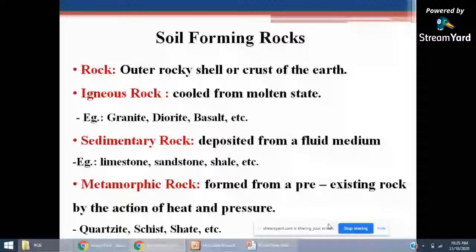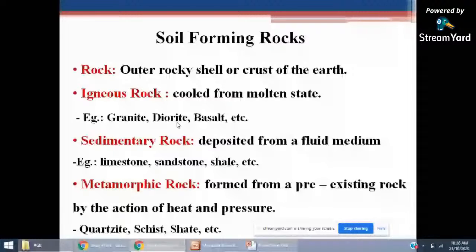Second is your igneous rock, which is obtained from cooling from molten state when lava goes inside the sea. Then the big rocks are formed, and those are known as igneous rocks, which is cooled from molten state. That means lava is cooled, and when it is cooled, it becomes a stone. So for example, they are granite, diorite, basalt, etc.